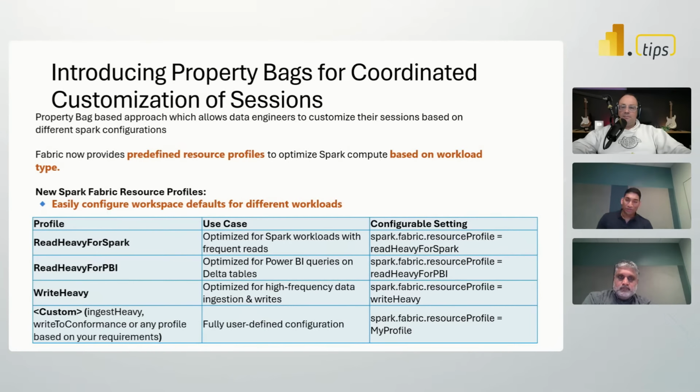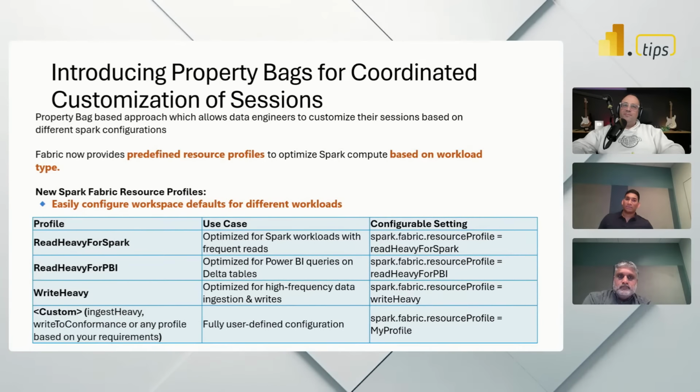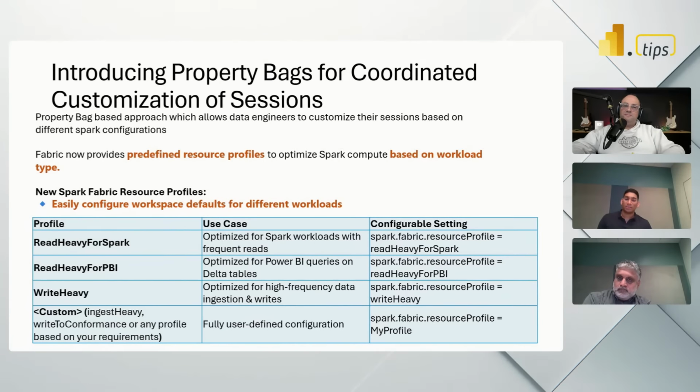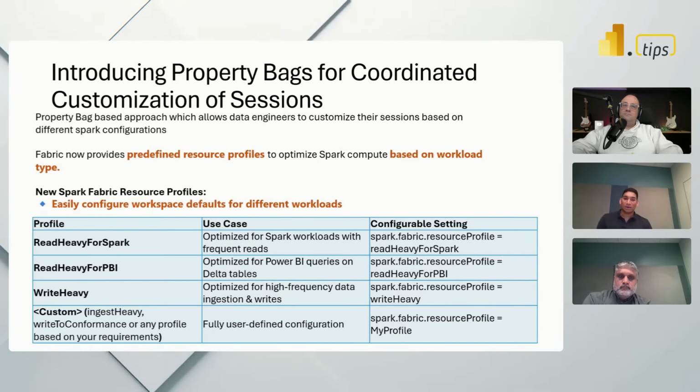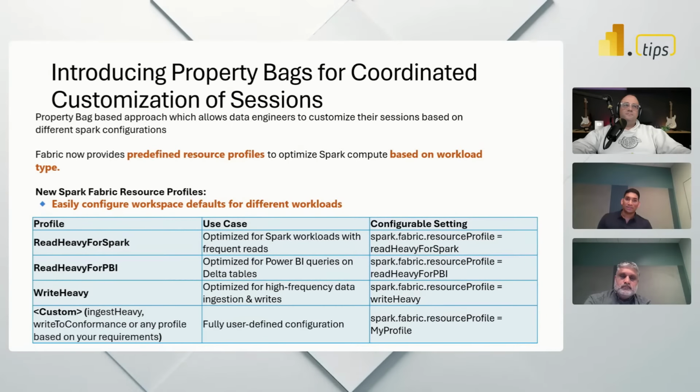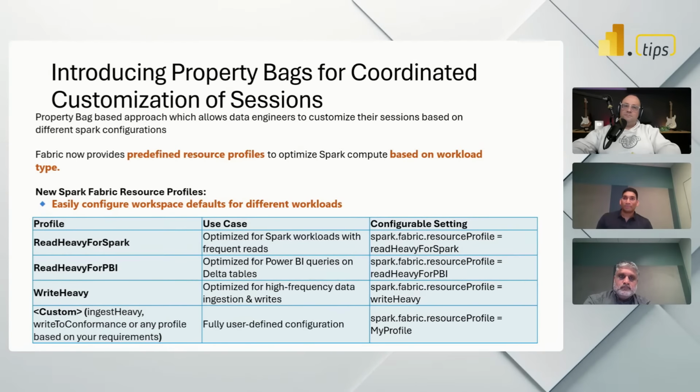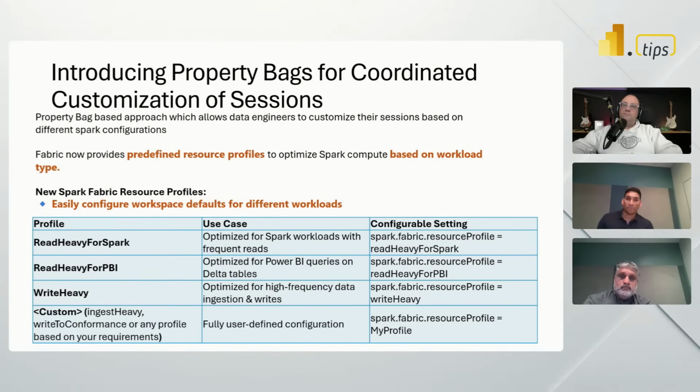We did a sneak peek of this at FabCon, and it got rolled out the next week after that. These are property bags which are available now in all production regions. Customers should be able to use these. It's called resource profiles configurations. What this basically allows a customer to do is use the existing pre-created defaults, where we have one for read heavy for Spark, read heavy for Power BI, and write heavy mode. Think of these as different modes of operation.